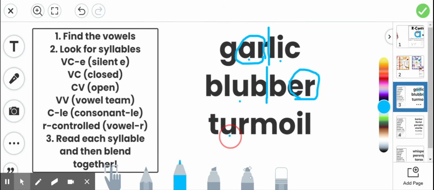My next one, I have a U, an O, and an I. I notice the O and the I are right next to each other. That's a vowel team, so they're going to stay together. And then my U has an R, so they're going to stay together. In between, I have one consonant. So again, just like the word garlic, I'm going to separate right after the R. So now I have turmoil. So I just did the words garlic, blubber, and turmoil. I was able to read them accurately by separating them into syllables.